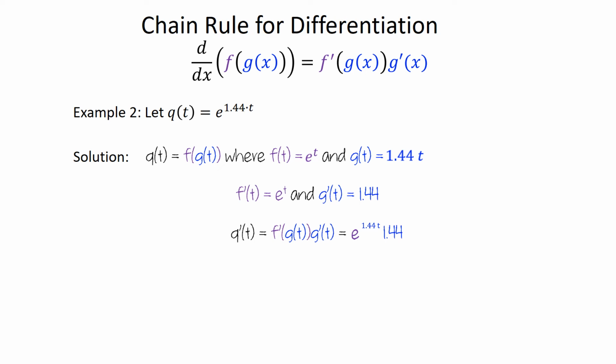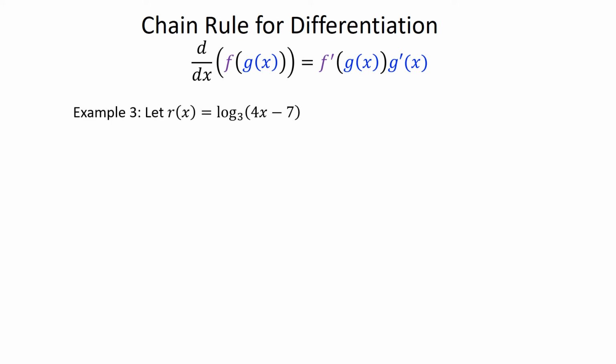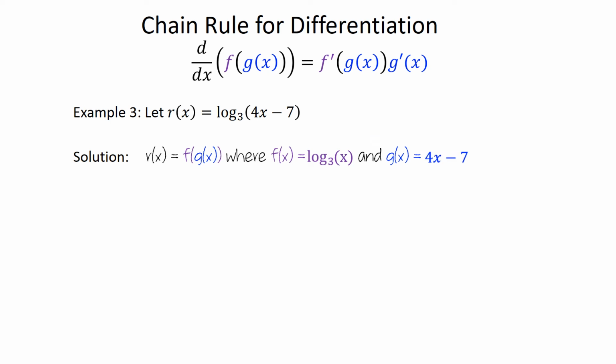Let's look at one more example. Let r be a logarithmic function in terms of x. Let's find r prime of x. As with the other examples, we first need to recognize that r of x is a composite function. So here, f is the outside function. This is log base 3 of x, and g, the argument, is the linear function 4x minus 7.